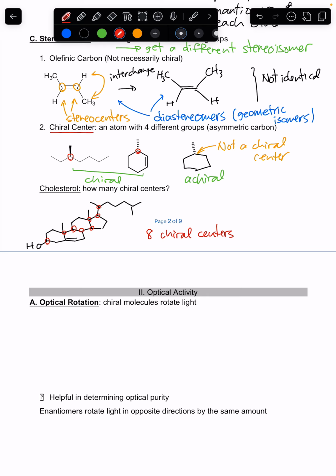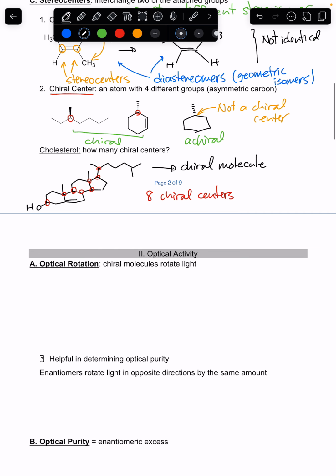By the way, I hope this makes sense to you, but because this has at least one chiral center, in fact 8, if you have one chiral center, this molecule is said to be chiral. This is a chiral molecule. And that stereochemistry plays a big role in its biology. Anyway, we'll pick it up from the next section next time.